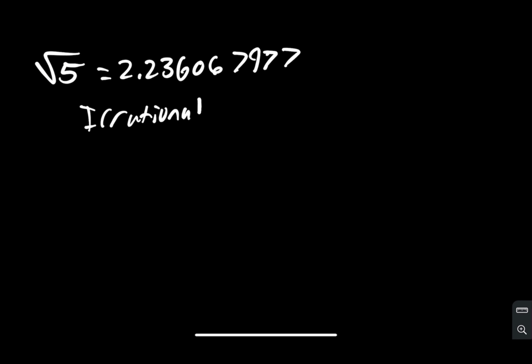I get 2.236067977. You can't write the square root of 5 as an integer over an integer. So therefore, it's going to make it irrational. And the decimal place behavior for all irrational numbers is going to be infinite. So that's going to be your answer.